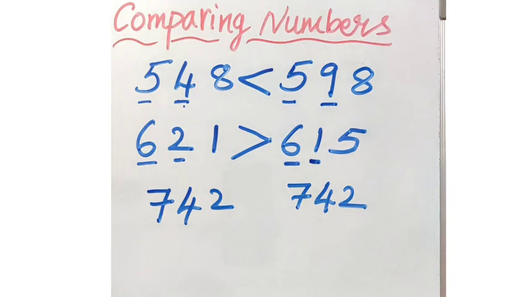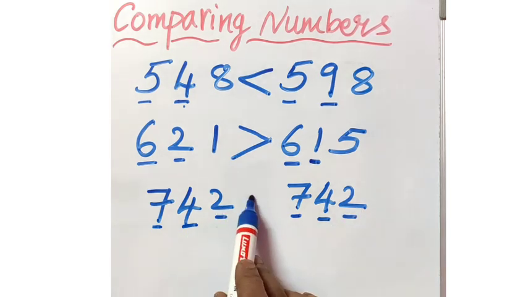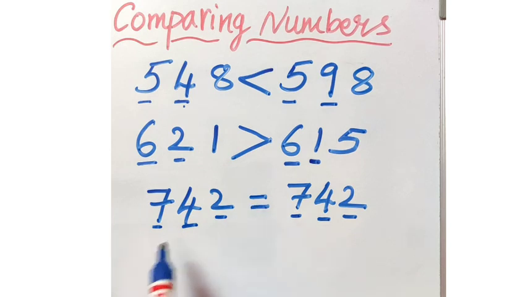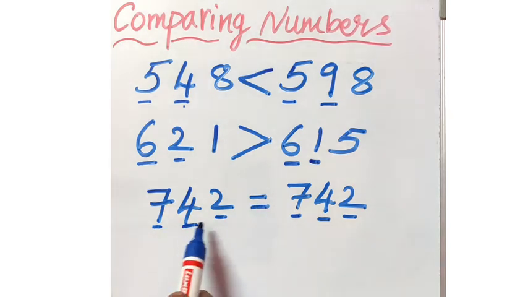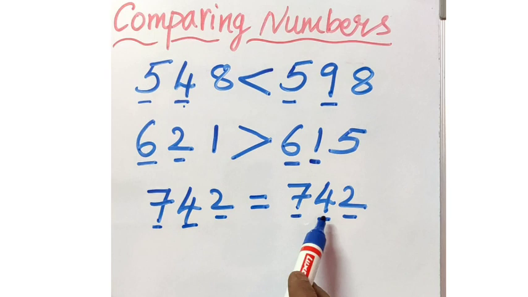742 and 742. Now here also both are 3-digit numbers. In the hundreds place we have the same digits, in the tens place also we have the same digits, and the ones place also we have the same digits. So both are equal. We have to write the equal to sign. 742 is equal to 742.